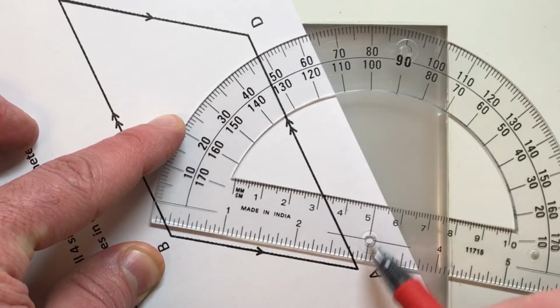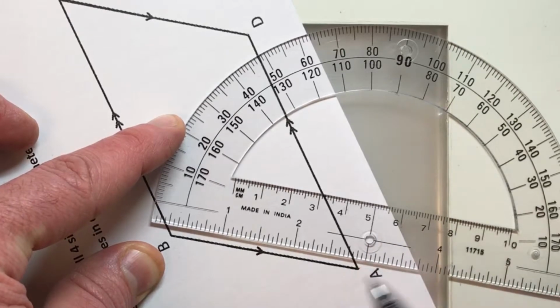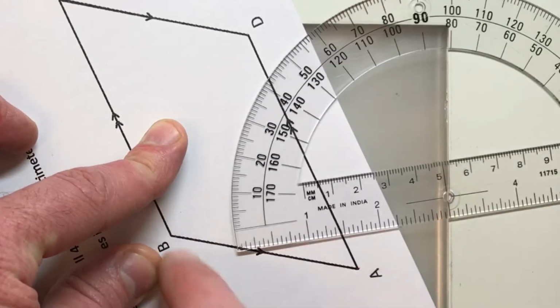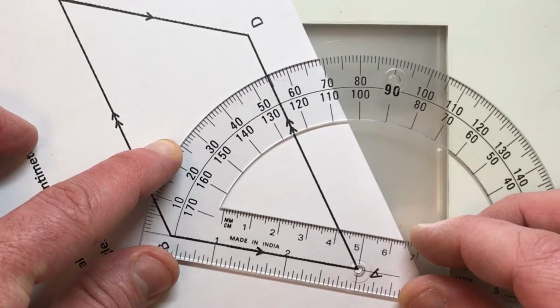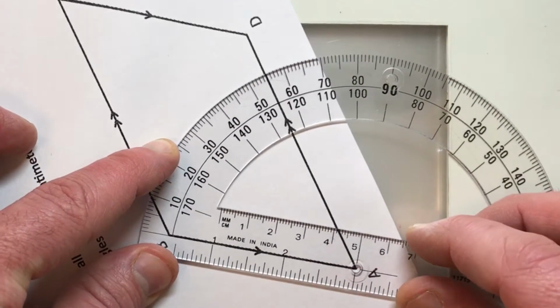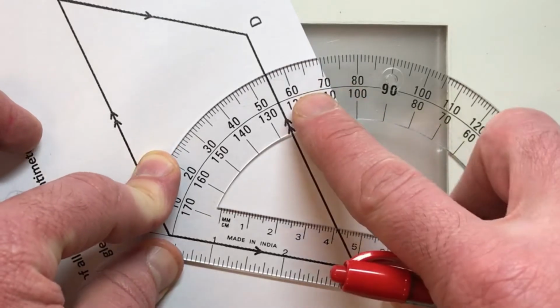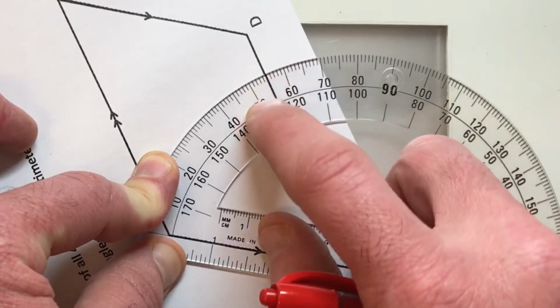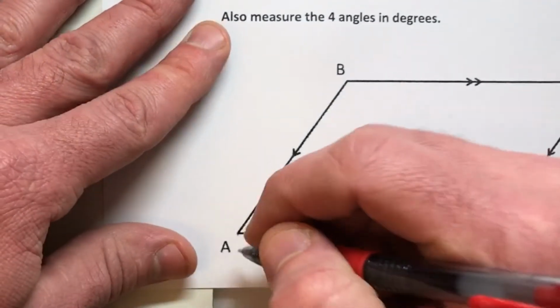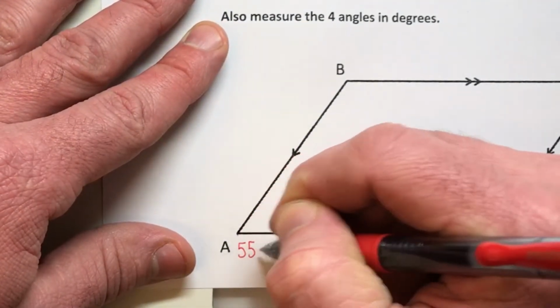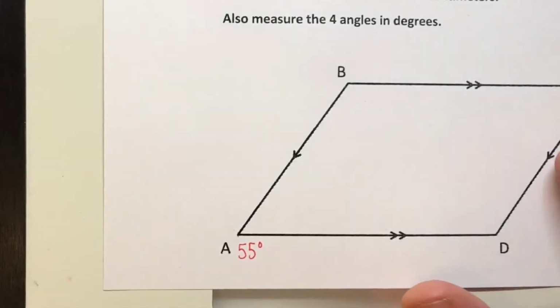So the dot on the protractor to the dot or the vertex of the angle, and then line on the protractor to the line on the paper. So we get dot to dot, line to line, like this. And so how big is that angle? And it's an acute angle, so you know it's a small number, so it's between 50 and 60. It's 55 degrees. So angle A is right at 55 degrees.